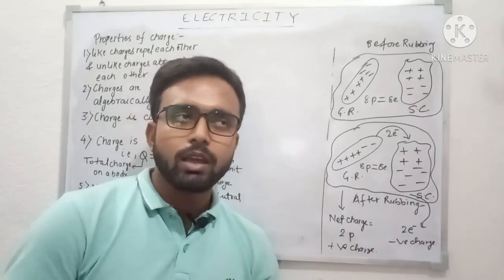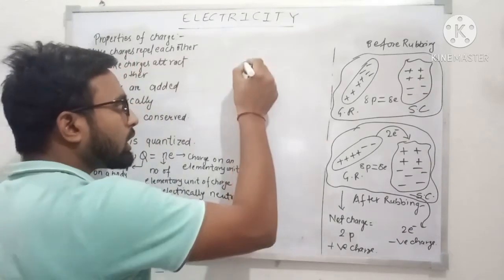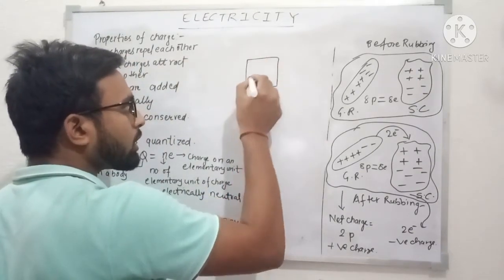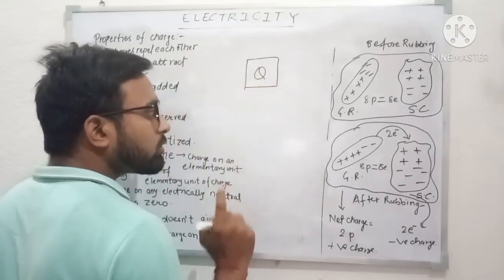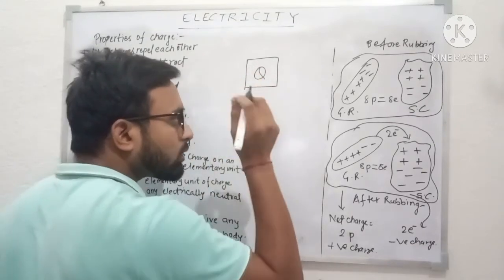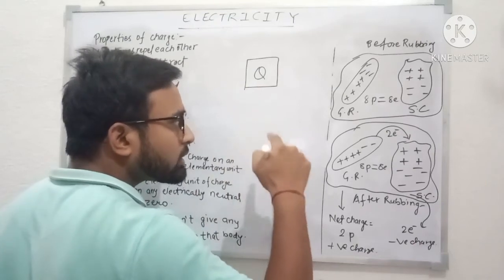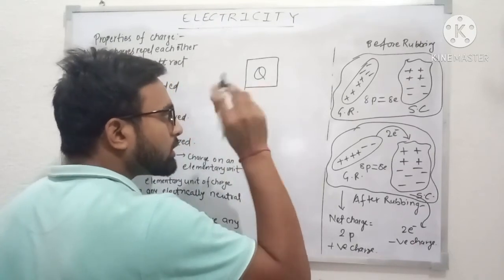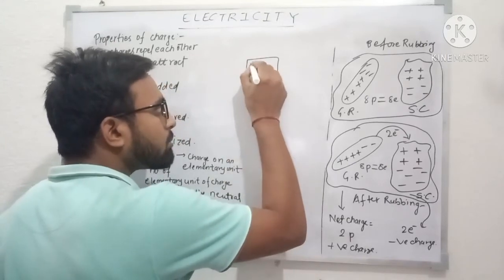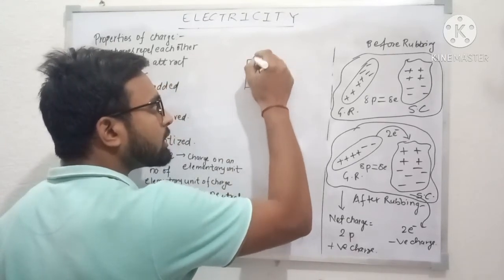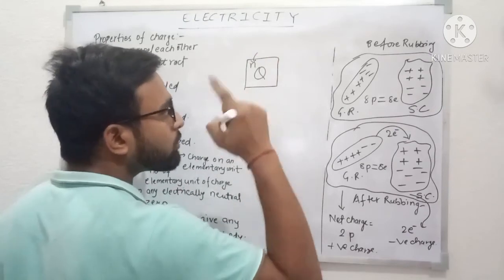In the same way, suppose any body has a total charge Q. This total charge Q consists of its smallest unit of charge and the number of that smallest unit of charge on that body. Suppose there are n number of elementary units of charge.